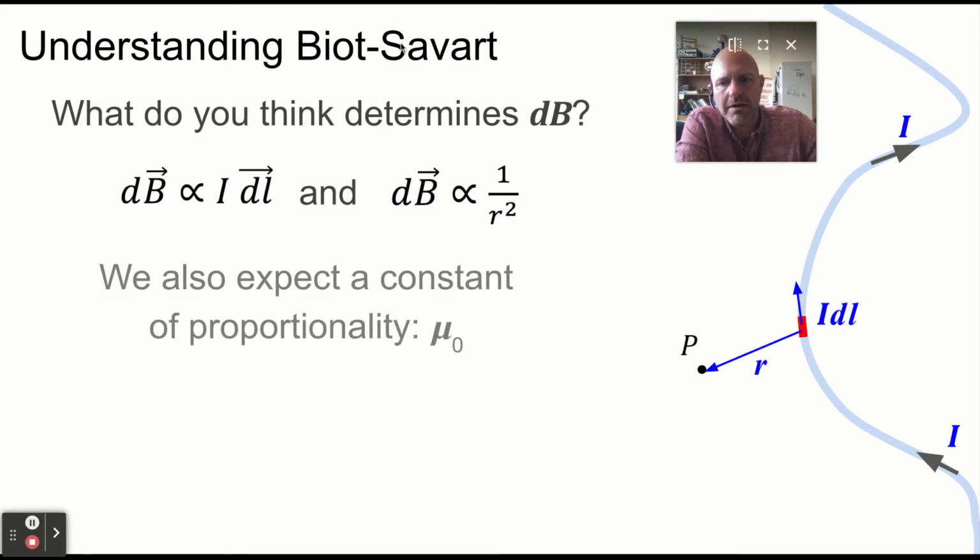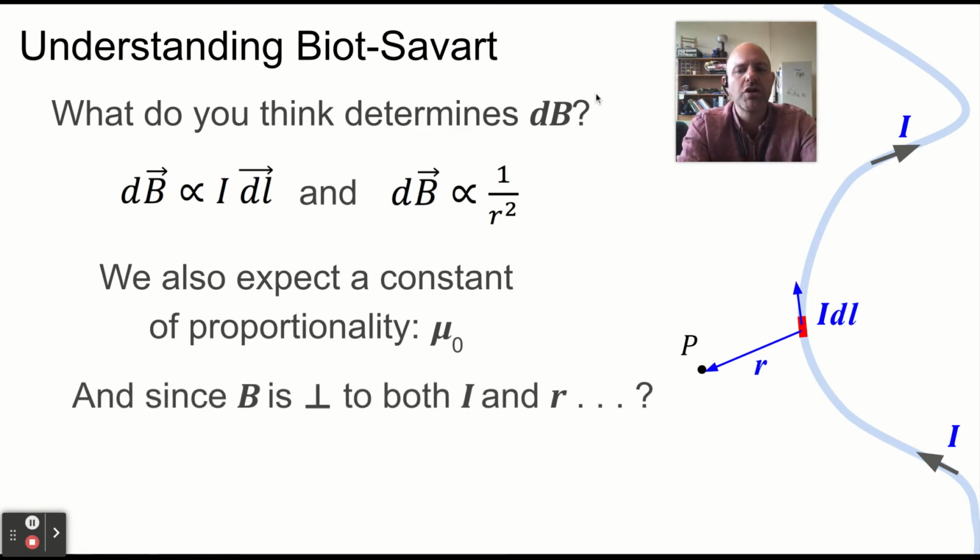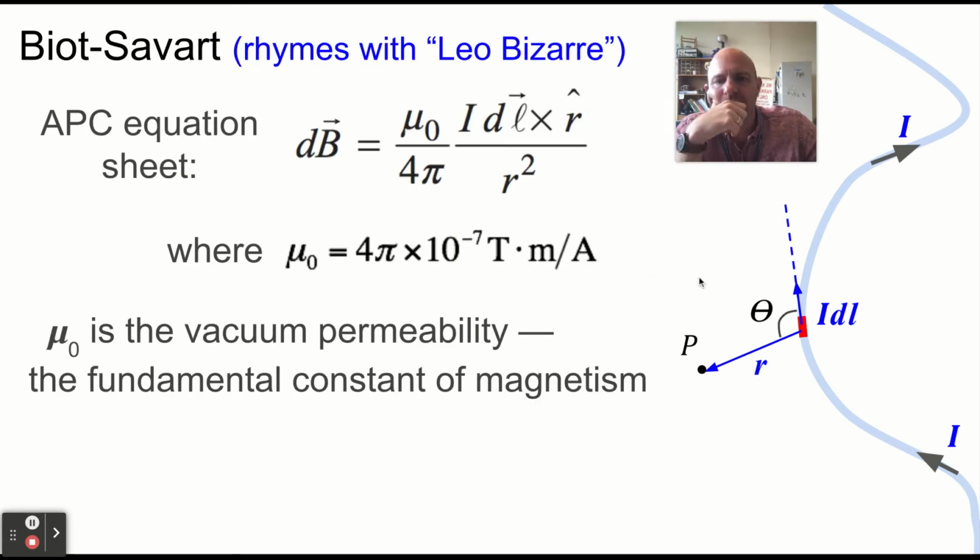So moving on, we should expect there to be some sort of constant. We have mu naught, which is a constant of proportionality for magnetic fields and how they behave in vacuums. This is obviously not a vacuum, but you get the basic idea. It's also perpendicular because it's a cross product to both I and R. So that's helpful. And this is the equation that's on your equation sheet.